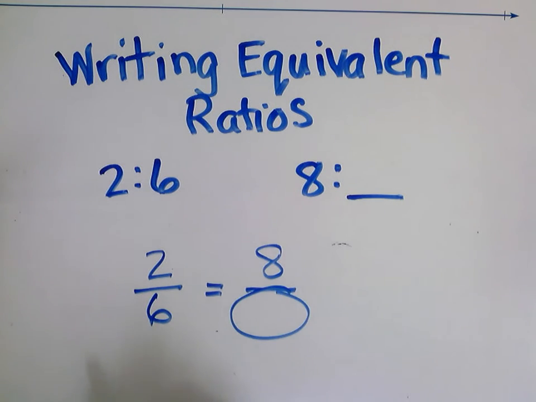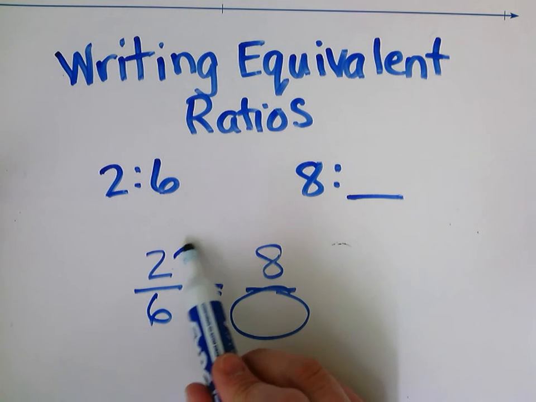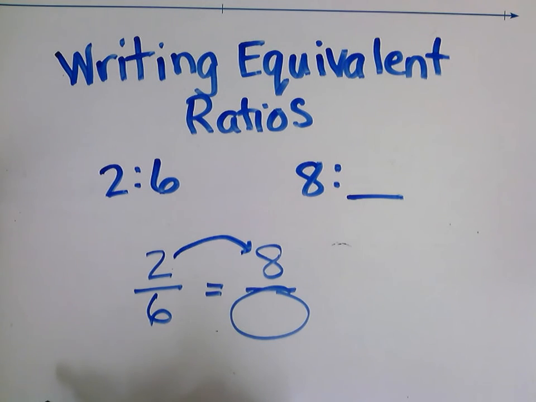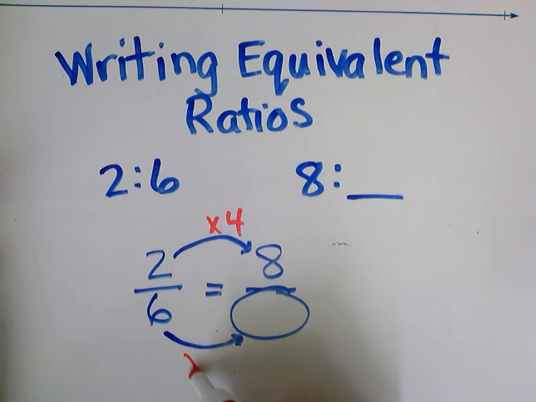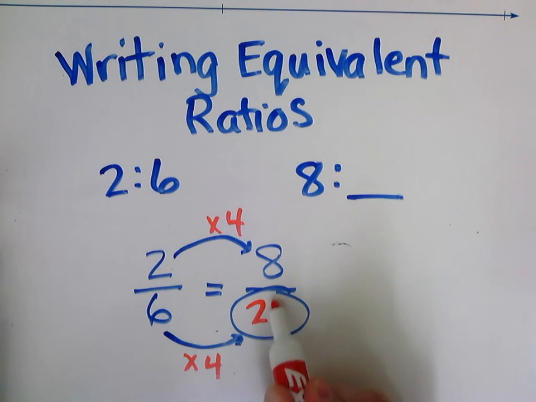Again, I'm going to think, what did I have to multiply 2 by to get to the 8? And then I'm going to have to do the same thing on the bottom. So 2 times 4 equals 8. That means I need to do 6 times 4 down at the bottom to keep them equal. So 6 times 4 is 24.